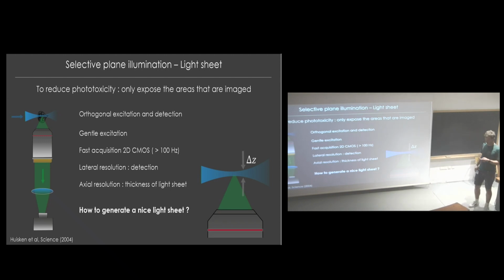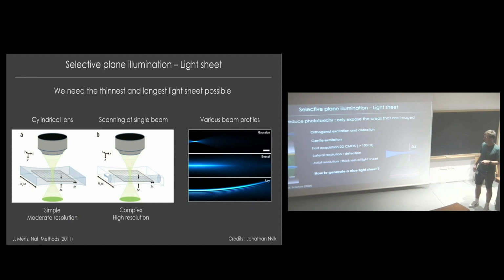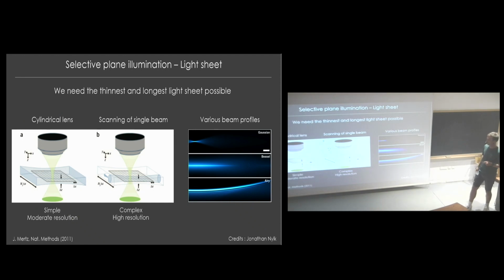So in this technique, the key point is how to generate a good light sheet. There are different strategies. The simplest one, which was the first one, was the use of a cylindrical lens, which is a particular lens that focuses light only in one direction. If you put this in the orthogonal direction, you directly have a sheet of light. So it's simple, but it works okay for a moderate resolution. Basically, your sheet of light will be pretty thick.